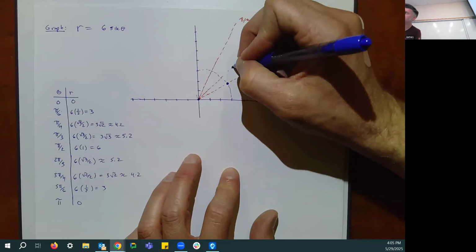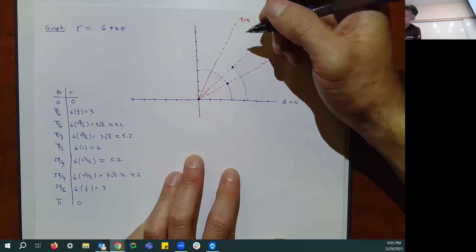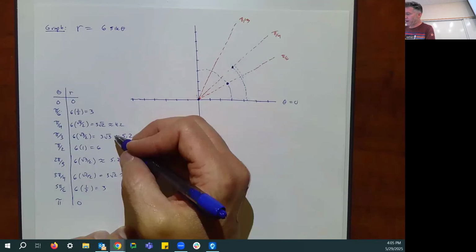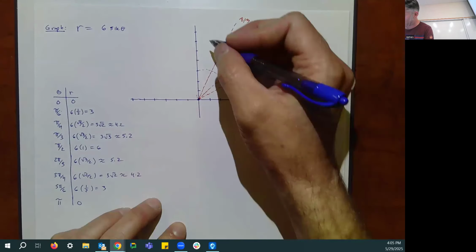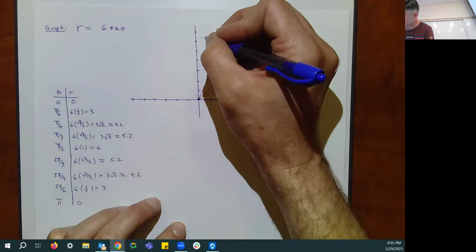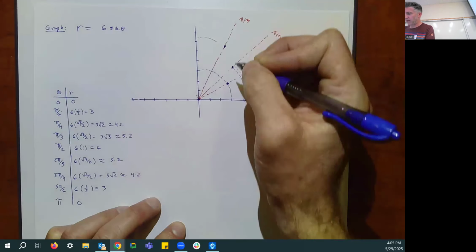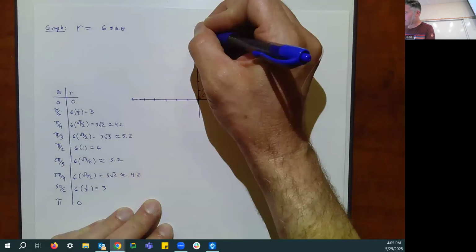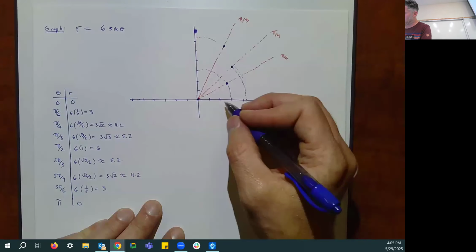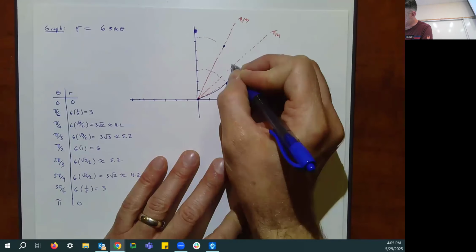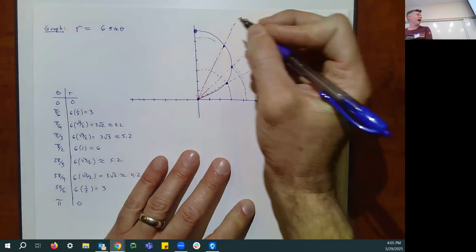This is why we don't graph these this way, by the way, because it's terrible. And then for pi over 3, we get about 5.2. I could probably go up here instead. I could be smart. It's going to come down about like that. And then finally, at pi over 2, we get 6. So then I'm going to connect these all together, and check it out. I get half of a circle.